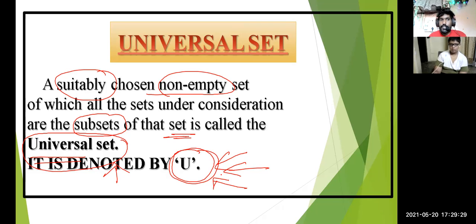I'll repeat the definition. A suitably chosen non-empty set of which all sets under consideration are subsets of that set, then that set is called a universal set. The universal set is usually denoted by the capital letter U. Let's see more examples so that you may have a better understanding. So let's see this example.